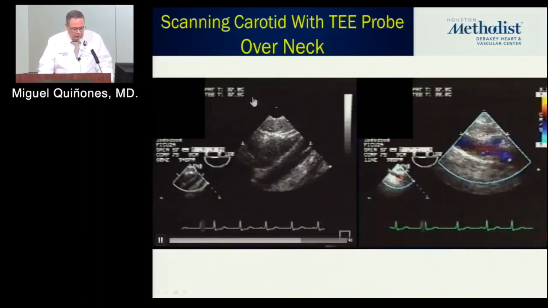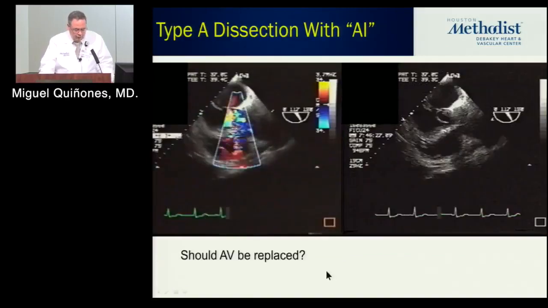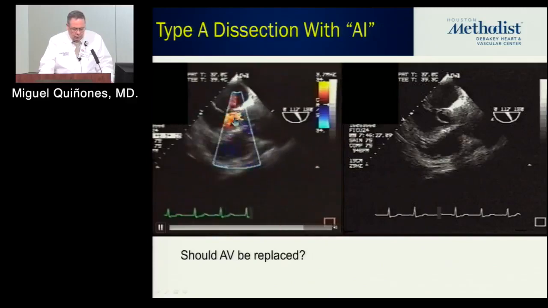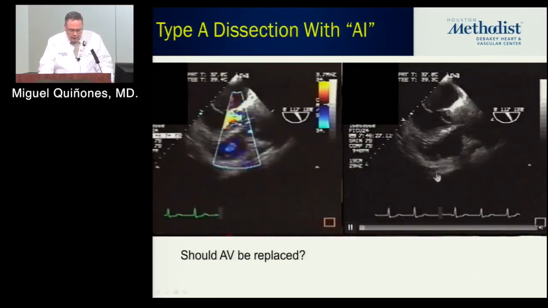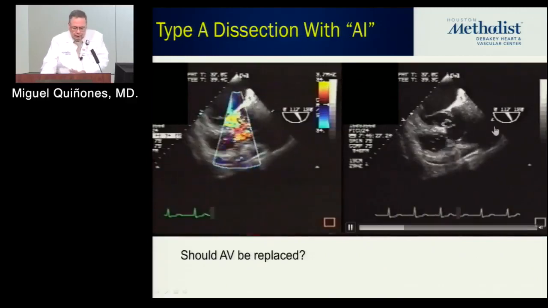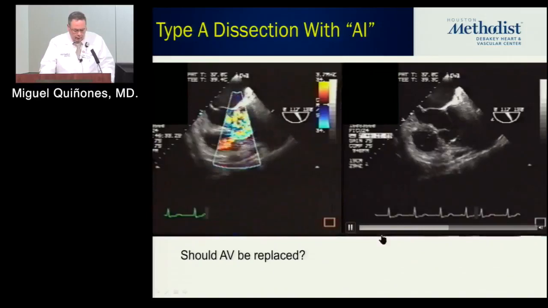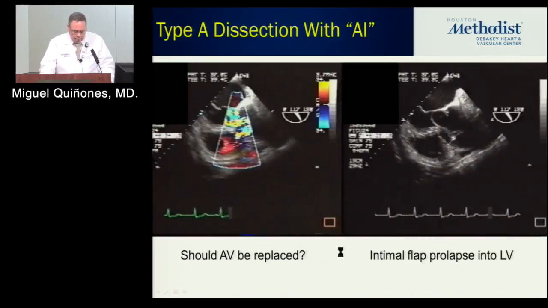This is just for fun. You can take the TEE probe and put it in the neck and scan the carotids if you want to. So this guy looks like a lot of AI, but you can see here that it's a flap that is prolapsing. So in these cases, you take care of the dissection and the AI will be okay. You don't have to necessarily replace the aortic valve.